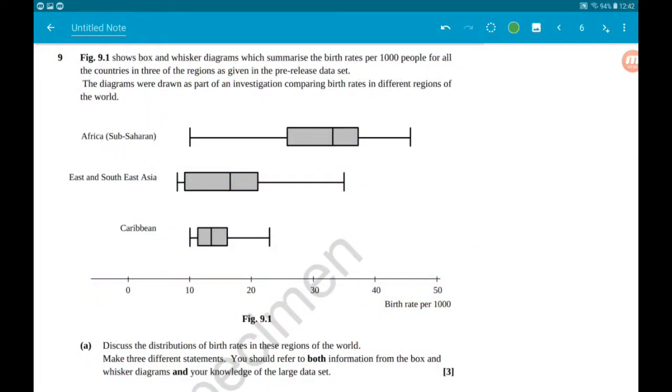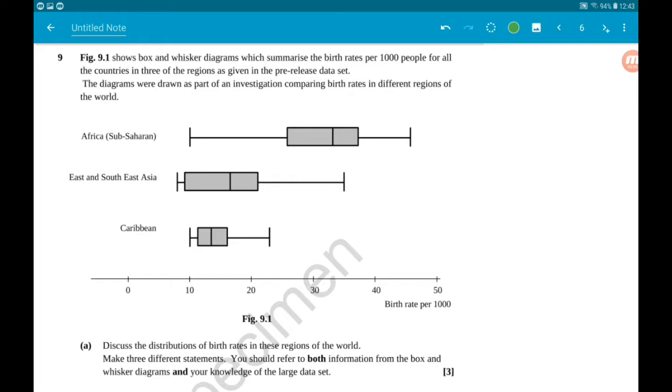Number 9, my least favourite question of the lot, because it's the large dataset and completely boring, but we've got to do it. So, figure 9.1 shows box and whisker diagrams which summarise the birth rates per 1,000 people for all countries in three of the regions as given in the pre-release dataset. The diagrams were drawn as part of an investigation comparing birth rates in different regions of the world.